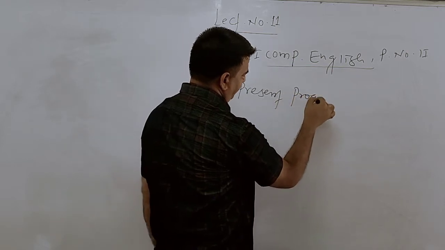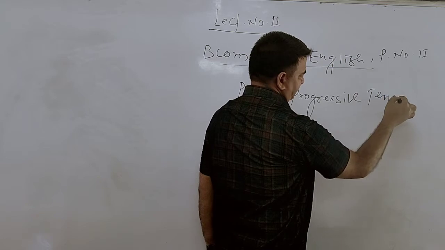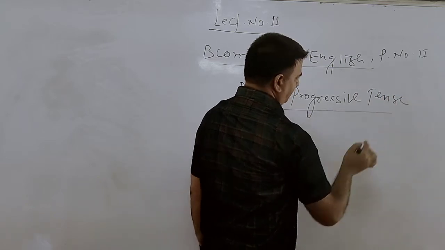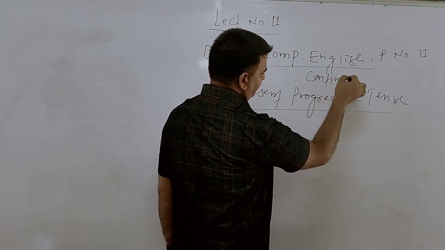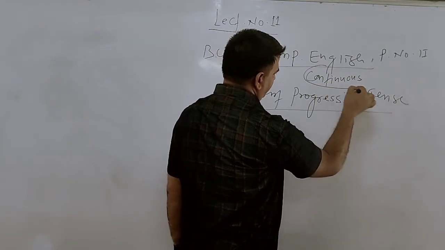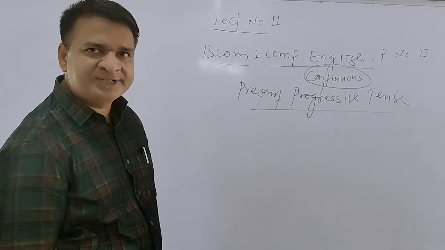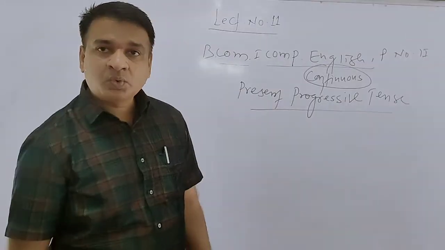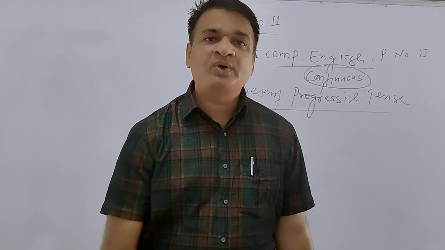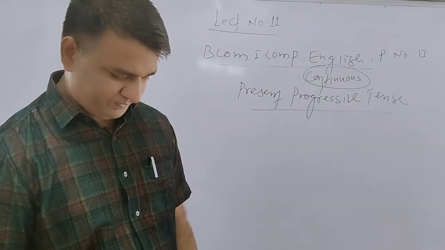Present progressive tense. Progressive is also called continuous tense. Previously we called it continuous. Now in modern English grammar we call it progressive, because whatever the action goes on, it definitely progresses. म्हणजे पुढे चालत असते. So it is progressive.